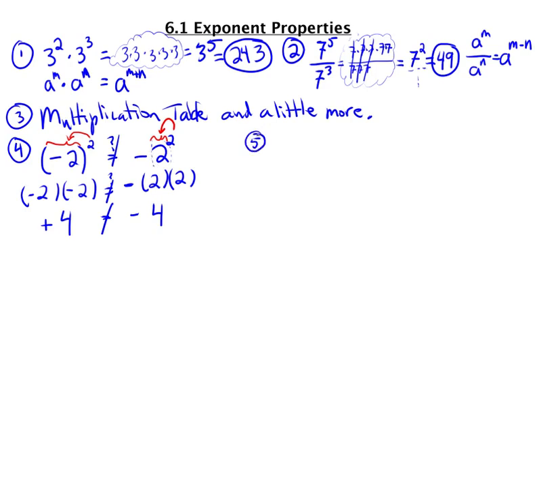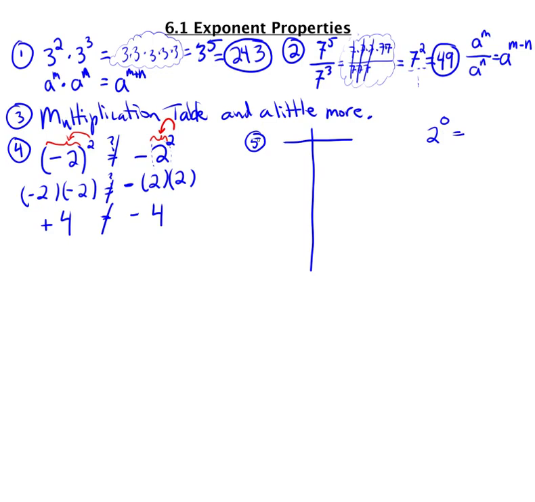Example number 5. Now we get into the interesting ones. So what is 2 to the 0 power? Well, some people call it 0. Some people call it undefined. Some people call it 1. Some people call it 2.